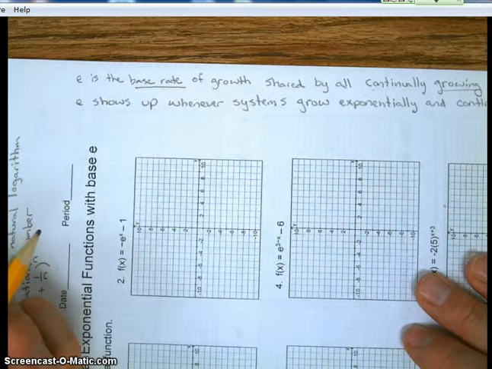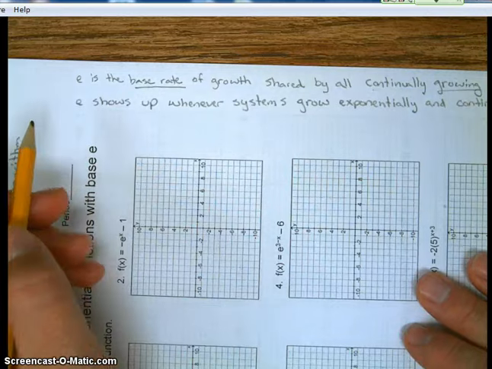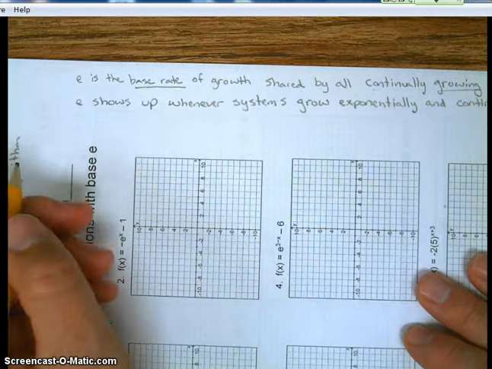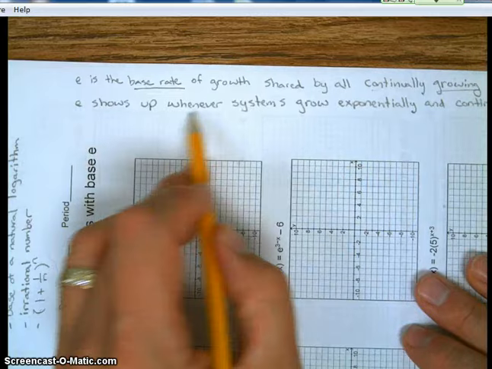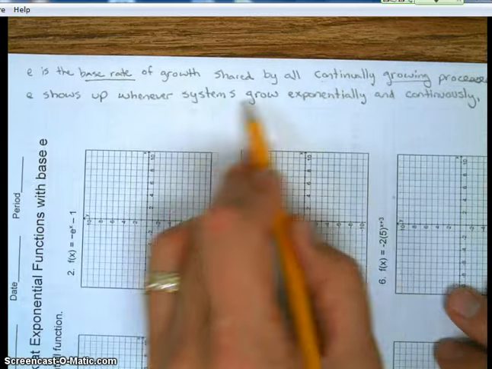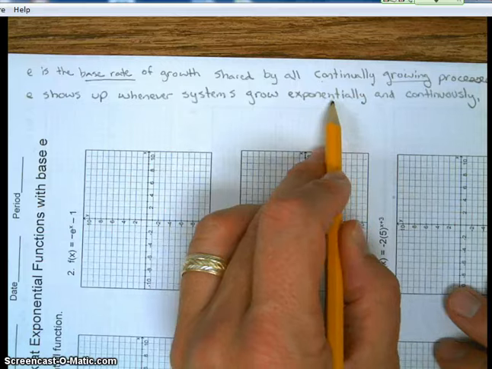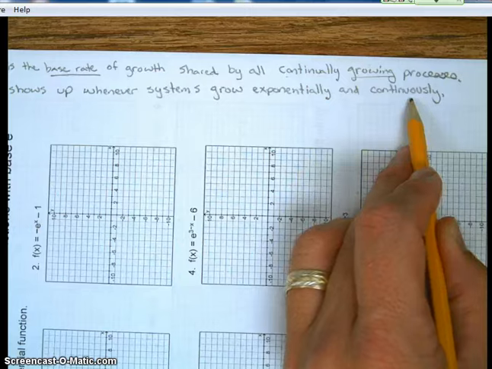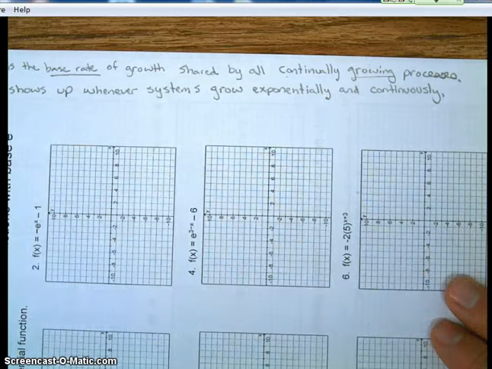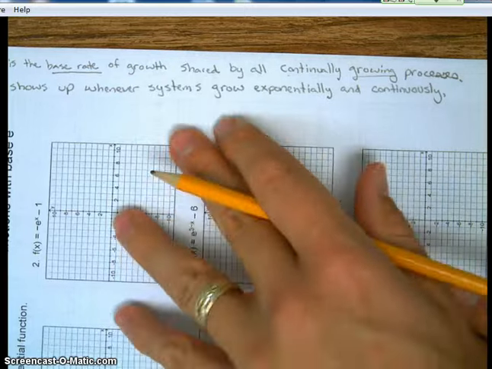It's a very important number. It's not a variable. It is a number. E shows up whenever systems grow exponentially and continuously. And we'll be looking at that when we look at our applications, where they show up in the real world.